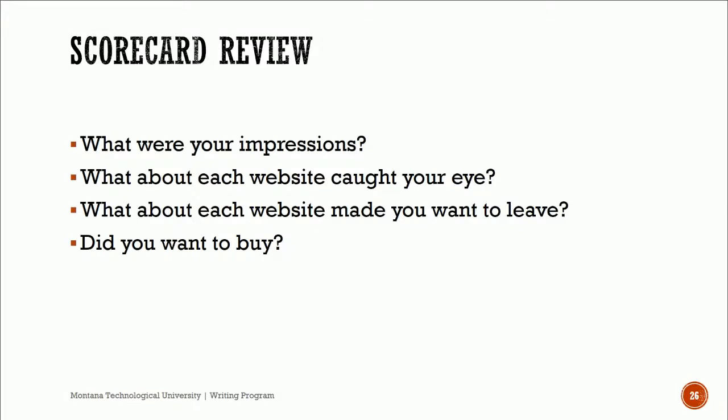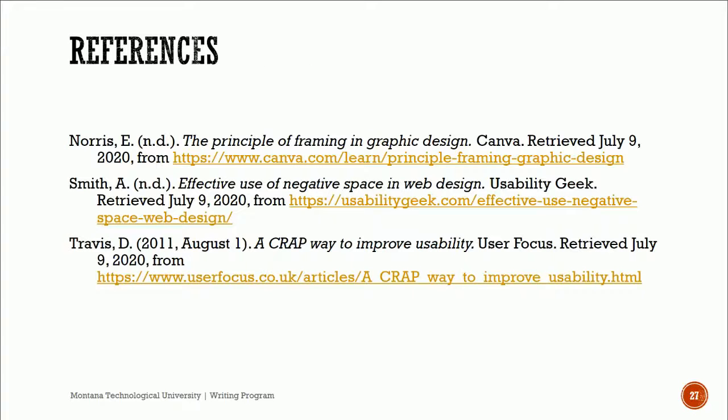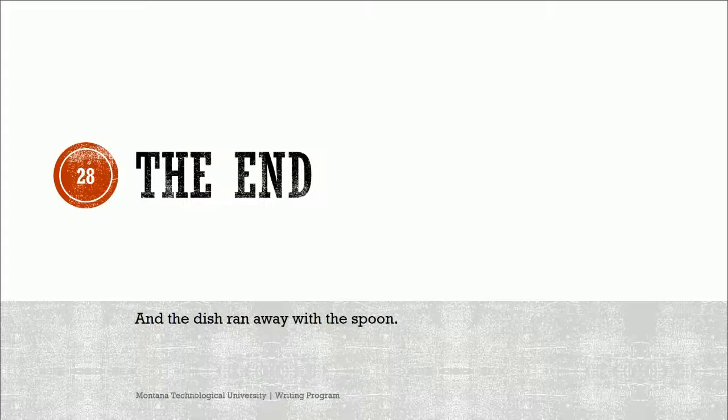Now that you're done, go back and look at your sheet and think about your first impressions. What about each site caught your eye? What about each site made you want to leave it immediately? Was there anything that would make you want to buy it? Right? If we are doing this in class, we will have some discussion, but think about these things, because everything you do in your writing world, people will be making these judgments about your writing as soon as they see it.